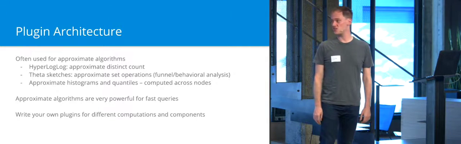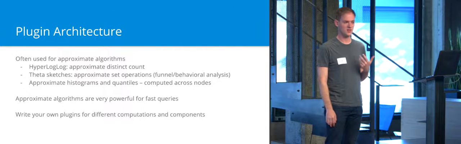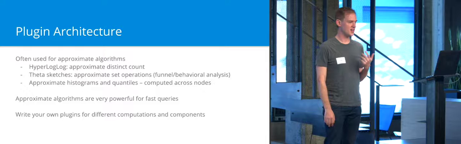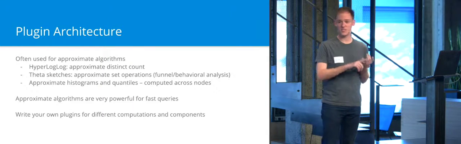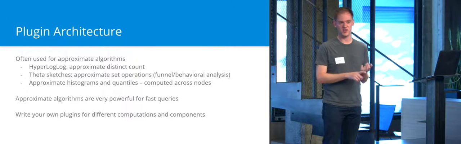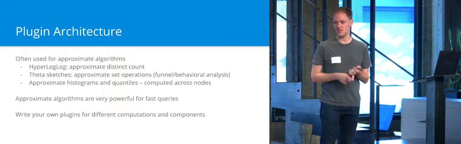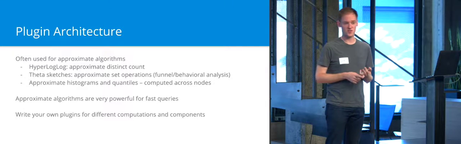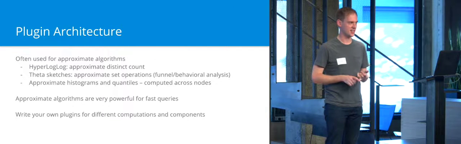One that's more unique to Druid is theta sketches, which is approximate set operations. While hyperloglog supports union, theta sketches support union, intersection, and set difference. And those can be used for funnel analysis and behavioral analysis in a way that hyperloglog can't, because you need operations like difference for that. And finally, we support approximate histograms and quantiles, which are really useful for stuff like server latency and finding 98th percentile latencies, 90th percentile CPU use, that kind of stuff.